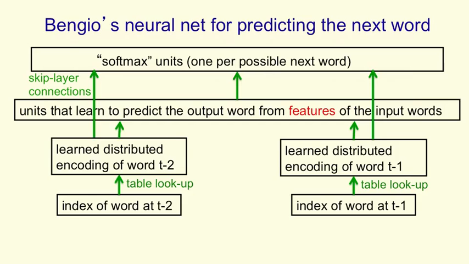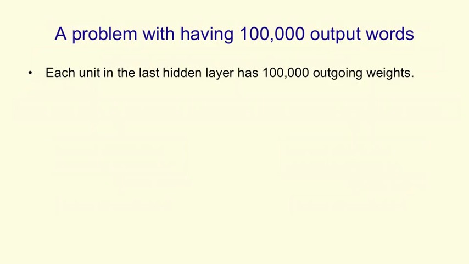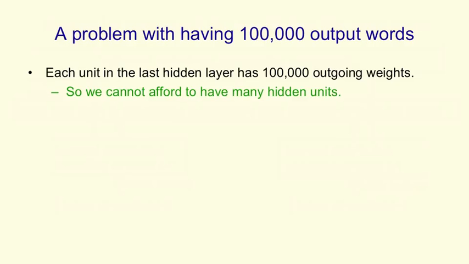Since then, these language models that use feature vectors for words have been improved considerably, and they're now considerably better than trigram models. One problem with having a big softmax output layer is that you might have to deal with 100,000 different output words, because typically in these language models, the plural of a word is a different word from the singular, and the various different tenses of a verb are different words from other tenses. So each unit in the last hidden layer of the net might have to have 100,000 outgoing weights, and that means we can only afford to have a few units there before we start overfitting.